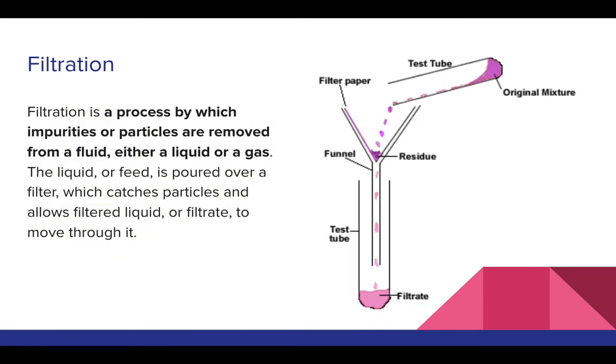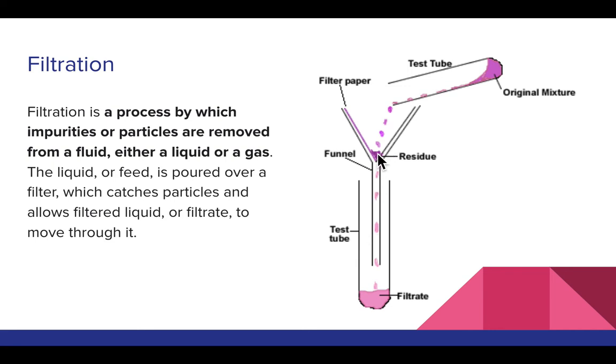Now, filtration is really better for heterogeneous mixtures. And filtration is a process by which impurities or particles are removed from a fluid, usually a liquid, sometimes a gas. The liquid is poured over a filter, and the filter is not so porous that it will allow particles of a certain size to pass through. So dissolved particles will pass through a piece of filter paper, but ones that are not dissolved will be caught by the filter paper, and the liquid will be able to go through.